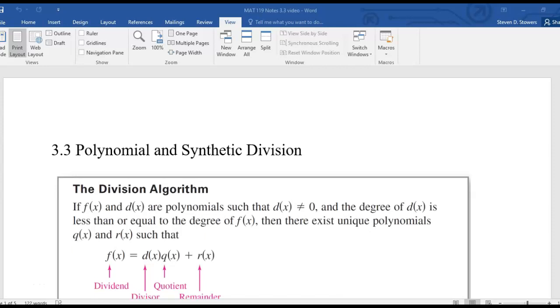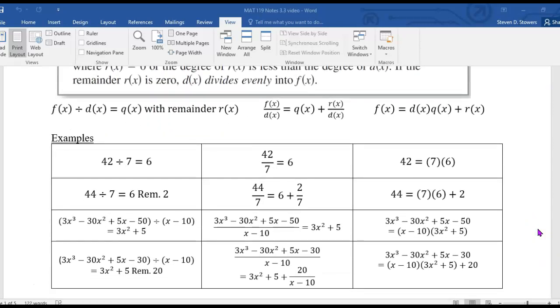Hello, this is section 3.3 on polynomial and synthetic division. We've been talking about polynomials, and now we're going to talk about dividing them so that we can break them apart, find their zeros, and things like that. So first, let's talk about division in general.